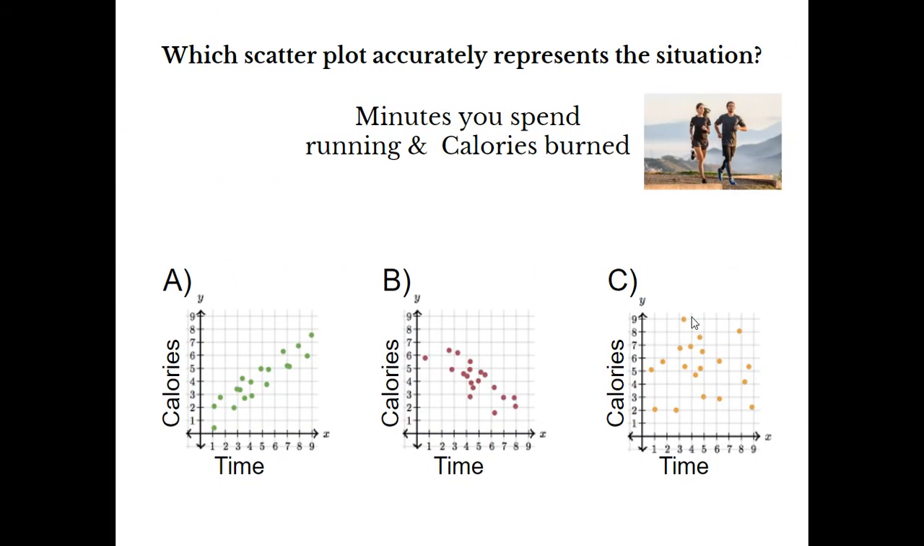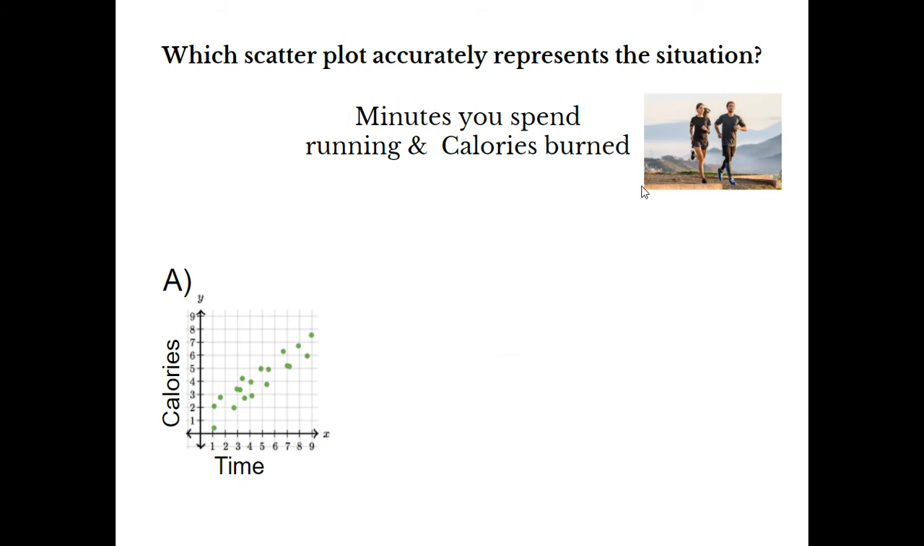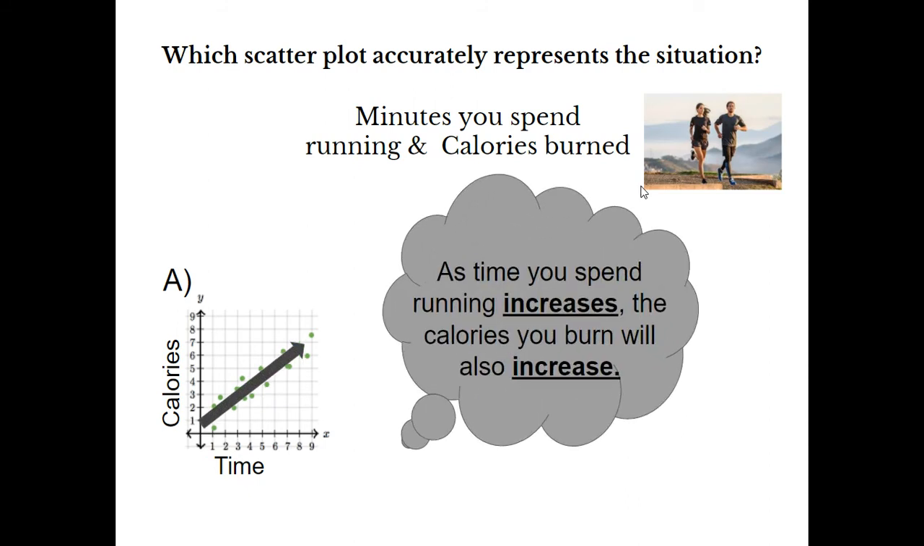Let's try this one. Which scatter plot accurately represents the situation here? The minutes you spend running and the calories that you burn. So look across on the x-axis at the time from left to right. As time increases, the more and more you run, what should happen to the calories you burn? Did you pick A? Absolutely. As the time you spend running increases, the calories you burn will also increase. And because both things that we're comparing are increasing, that is a positive correlation. This would be the best graph.